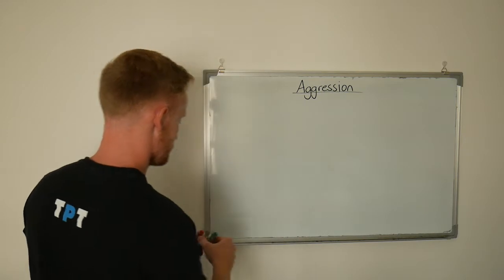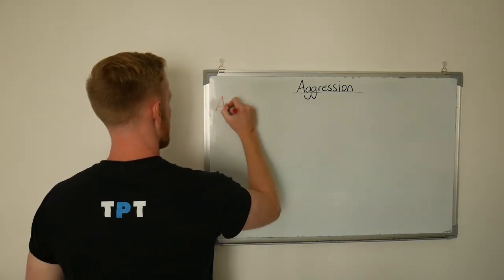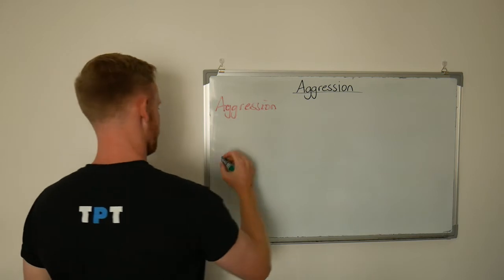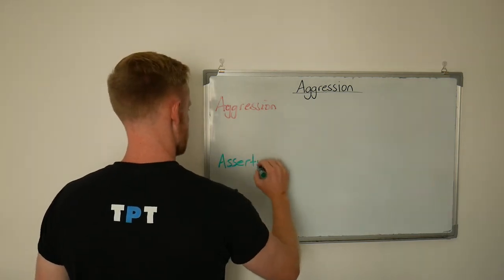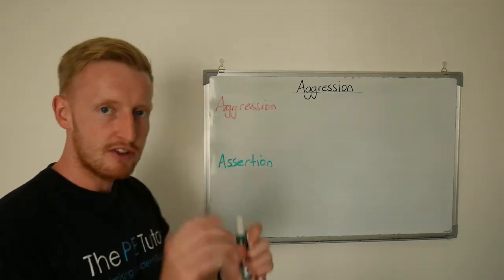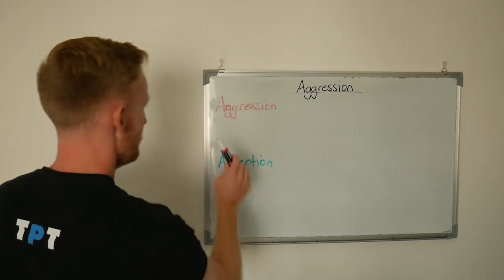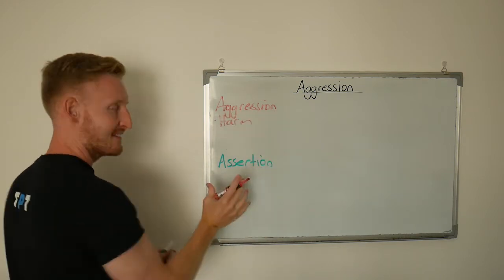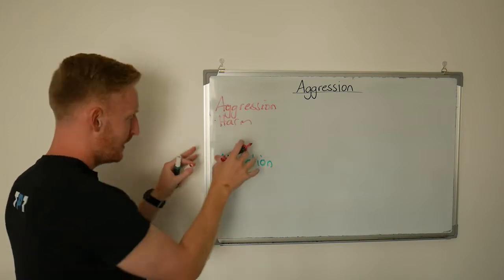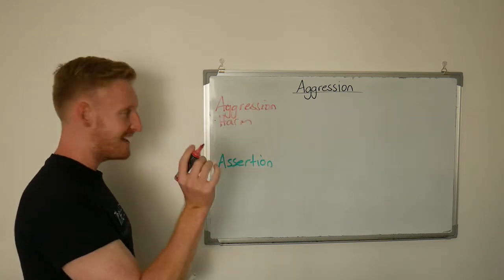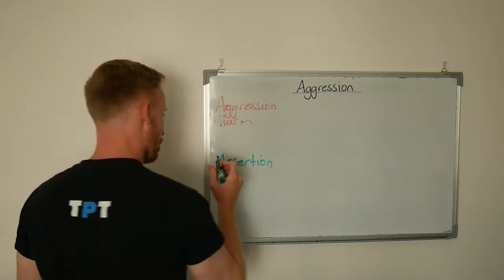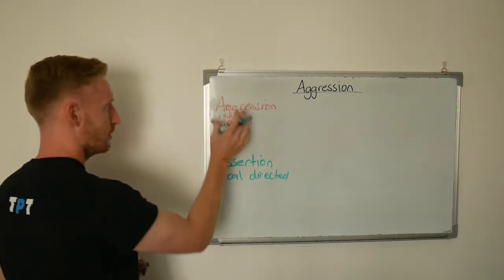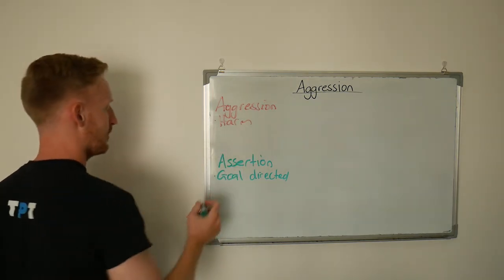So first of all, we have two terms. We have aggression, which is obviously already up there on the board, but we're going to delve into the definition of it within sport. And then we have assertion. Now these two are almost opposites of each other. The first, aggression, is where harm is intended. Both of these can exist in sport, but quite often aggression is the negative and assertion is the positive. Harm is intended, whereas with assertion, it's goal-directed. Now, you could argue that the goal direction of aggression is harm, but we'll unpack that a little bit more.